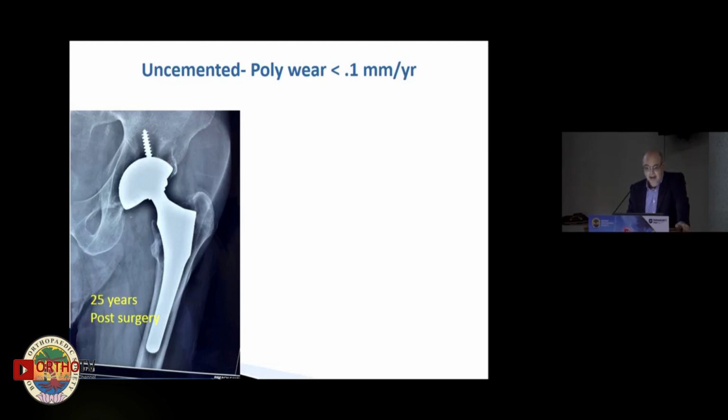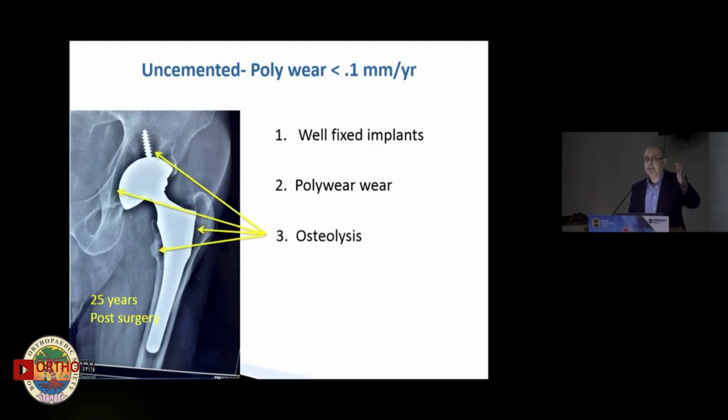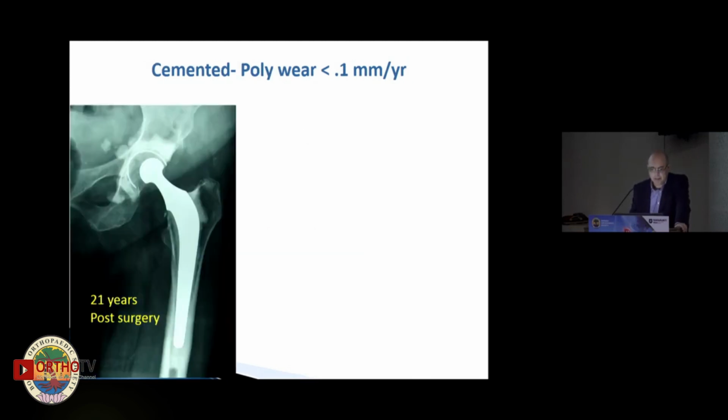uncemented hip replacement. And what do you see? The implants are well fixed. You can see the poly wear because the head has migrated superiorly, and you see osteolysis in the uncemented cup. The osteolysis occurs behind the cup because the particles enter through the holes in the cup and along the proximal femur. The answer for this sort of situation is a liner exchange with or without bone grafting.